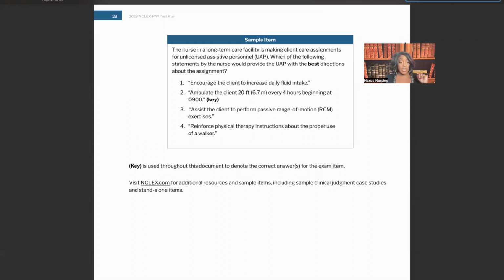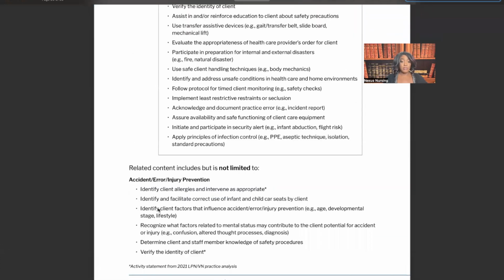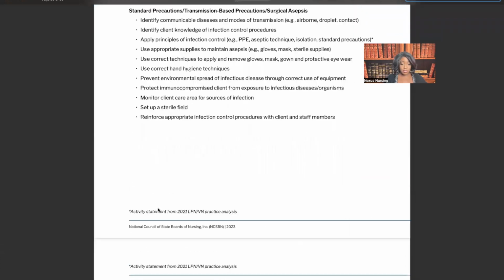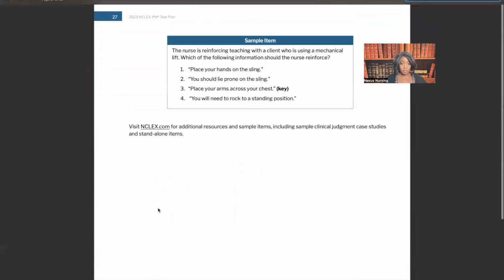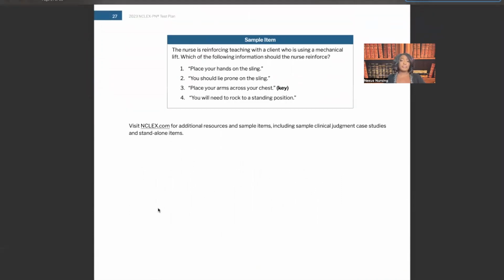We're going to move on to page 27. That's where the next question is. There we are. All right. The nurse is reinforcing teaching with a client who is using a mechanical lift. Which of the following information should the nurse reinforce? 1, place your hands on the sling. 2, you should lie prone in the sling. 3, place your arms across your chest. Or 4, you'll need to rock to a standing position.